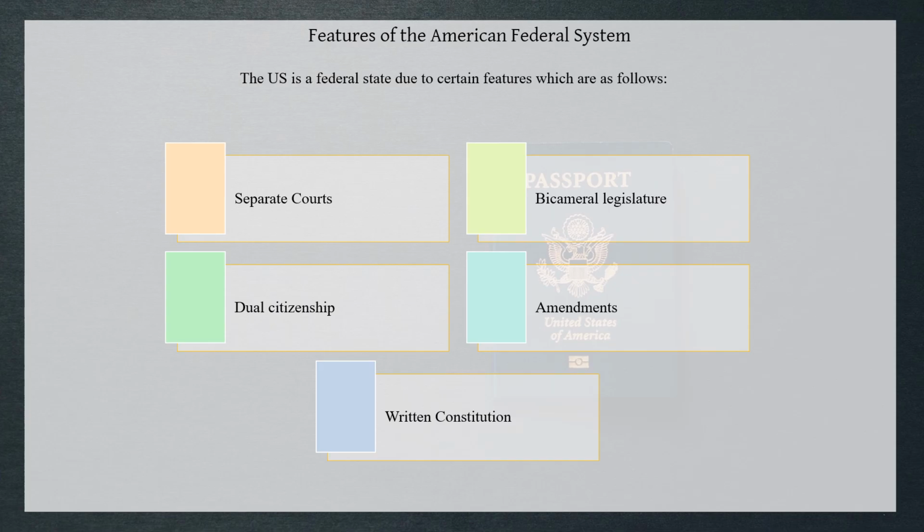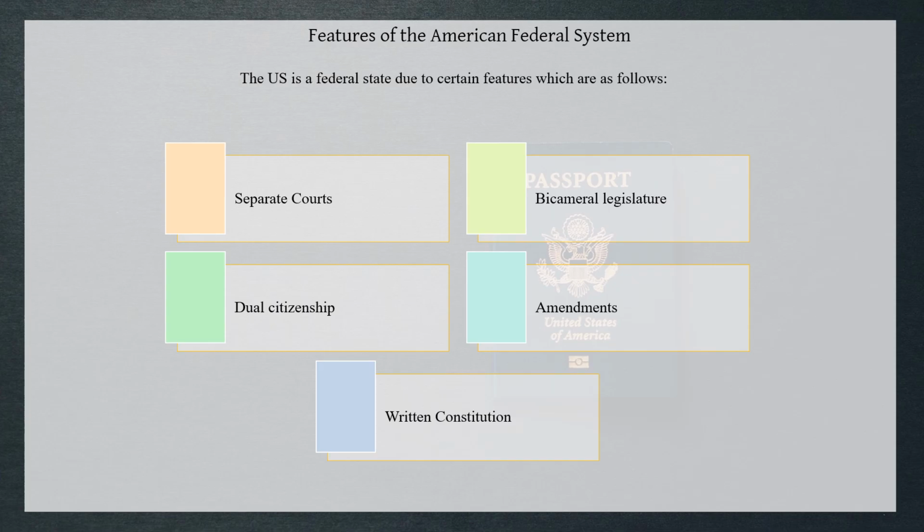Eighth, dual citizenship. It means all persons born or naturalized in the United States and subject to its jurisdiction are citizens of the United States and of the state where they reside. Ninth, amendments. The constitutional amendments require approval from the states. An amendment has to be ratified by 3/4, that is 38 out of 50, of state legislatures, or has to be ratified in 3/4 of the states. This ensures broad support across the nation for the amendments. This allows for adaptability and change.